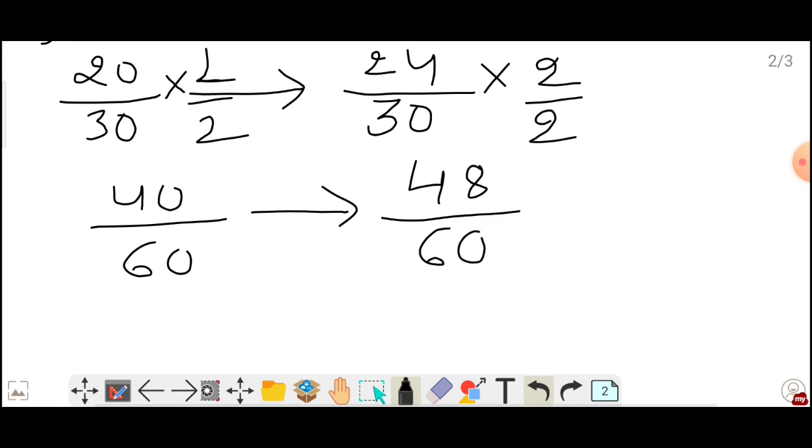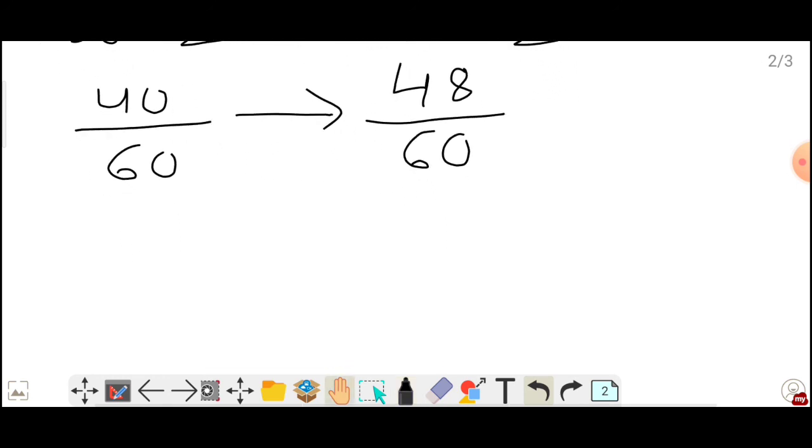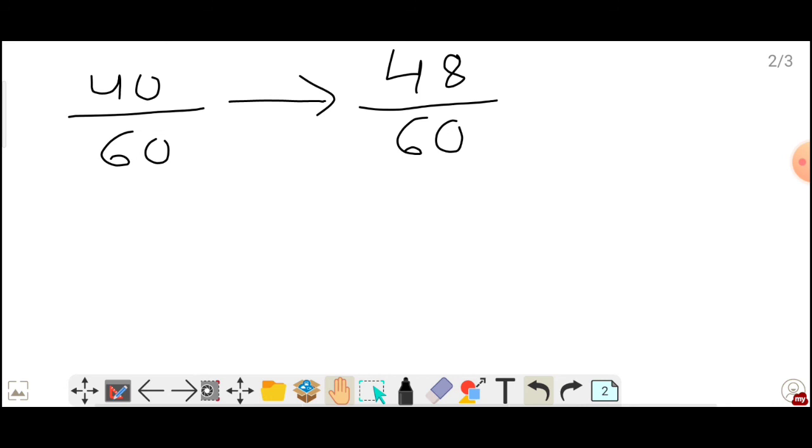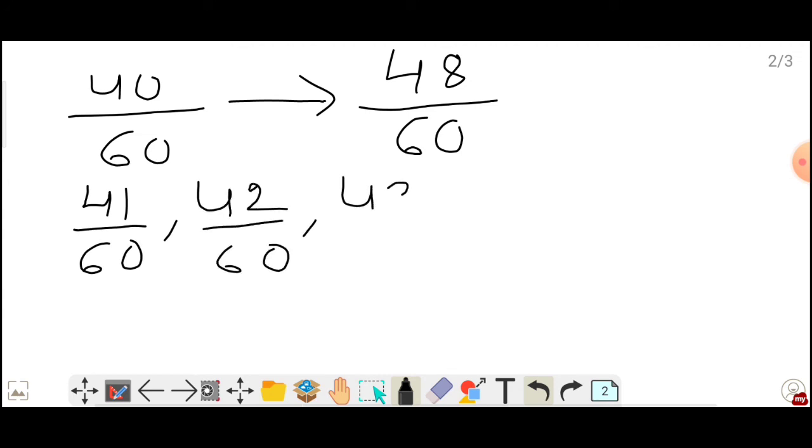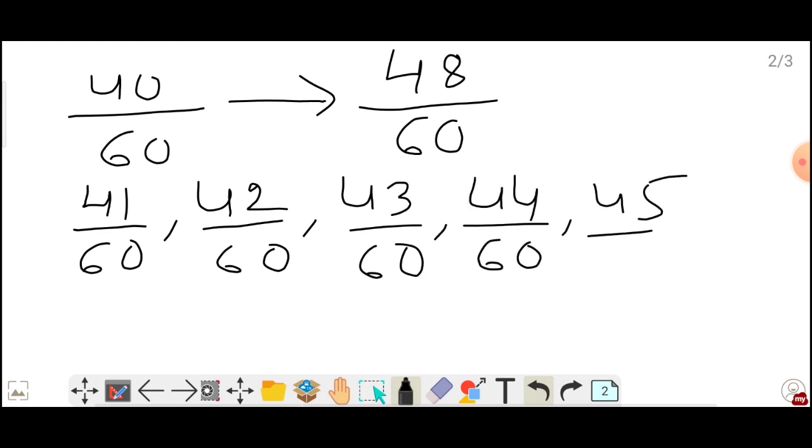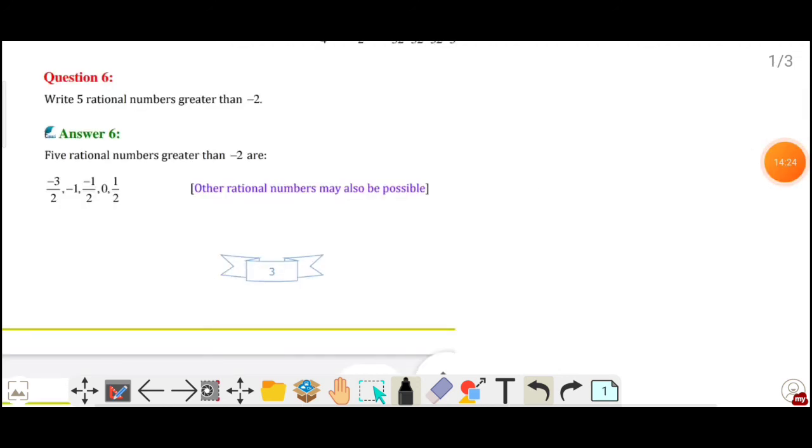You can now observe that between 40 and 48 we can write 5 rational numbers. They are 41 upon 60, 42 upon 60, 43 upon 60, 44 upon 60, 45 upon 60. These are the 5 rational numbers between those two numbers. Similarly, you can solve the remaining. They are practice questions.